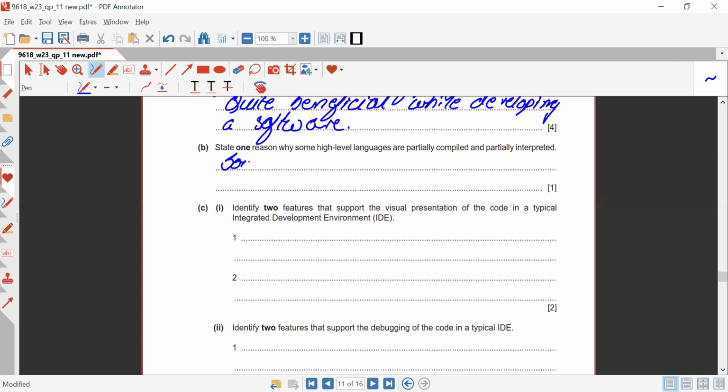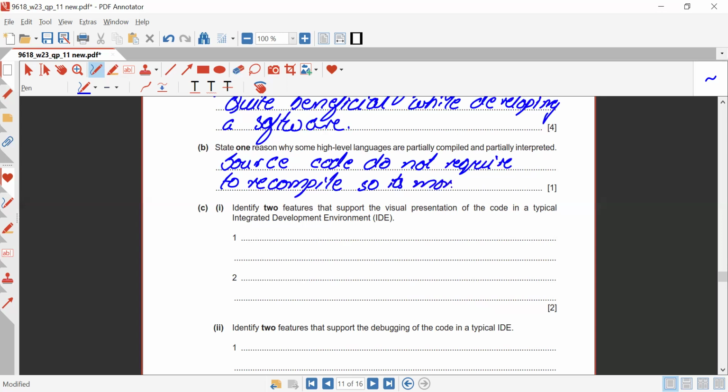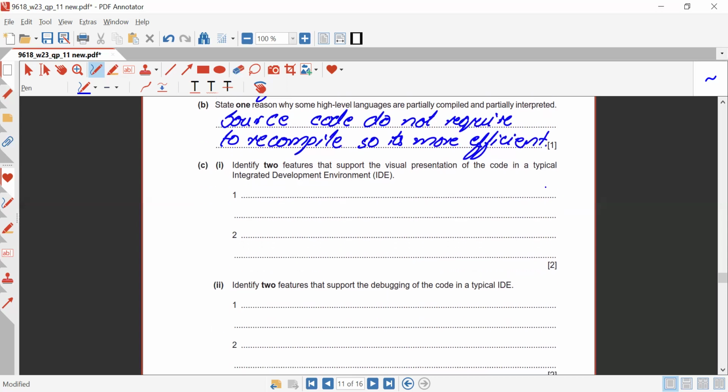Source code. Source code is any program written in the high level language. Source code does not require to recompile. So it's more efficient, as it does not require to recompile again and again, so it's quite more efficient.